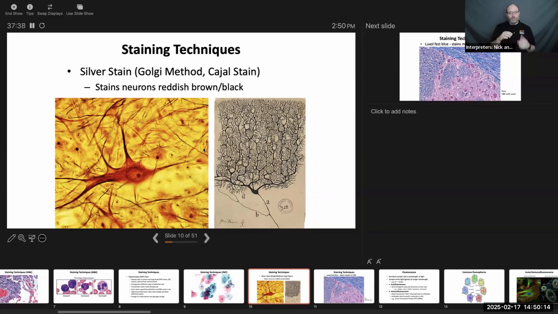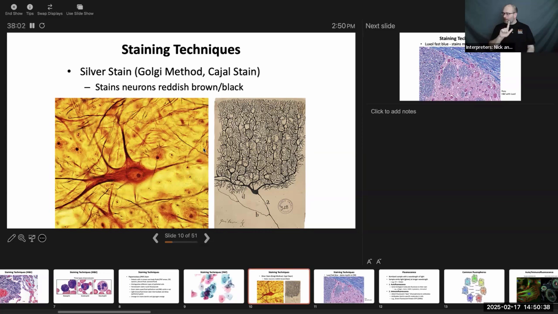It was actually enhanced and developed further, perfected by a Spanish neuroscientist named Santiago Ramon y Cajal. Often he just goes by the second of his last names, Cajal, so it's referred to as a Cajal stain.